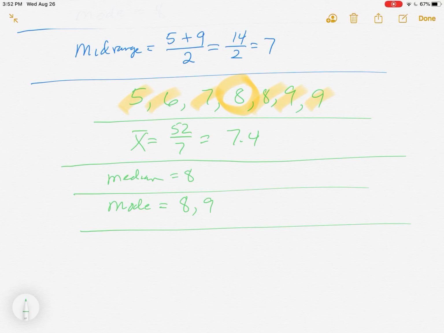Okay, and then the last one is the mid-range. The mid-range is the one thing that won't change because my low is still 5 and my high is still 9. So even though I have two 9s, it doesn't matter. I'm still getting the same 7 out. And so this is kind of the core piece of all of this.